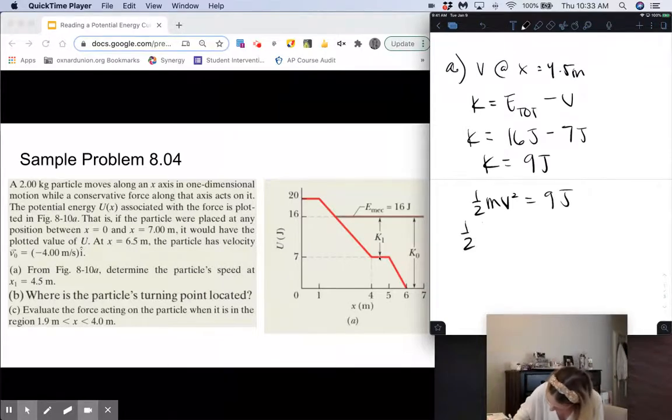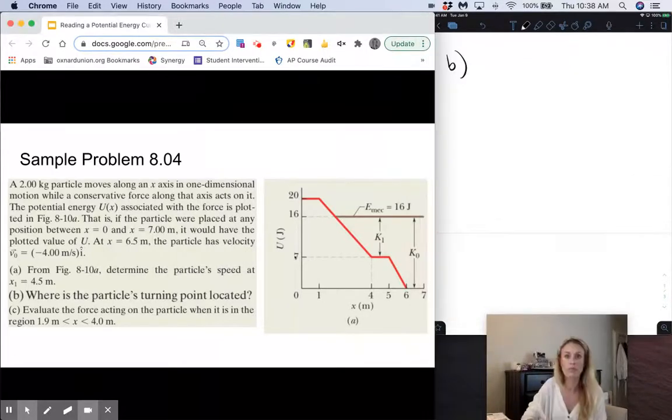Mass, of course, was that 2 kilograms times v squared equals 9 joules. Again, 1/2 times 2 is just 1. Square root of both sides, we get that the velocity is equal to 3 meters per second.